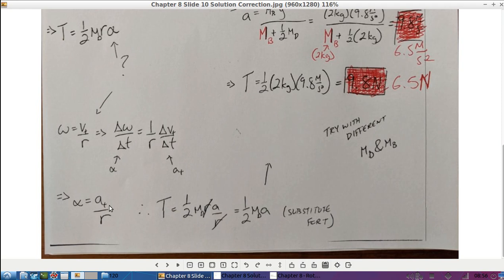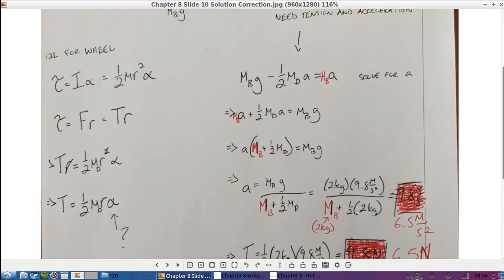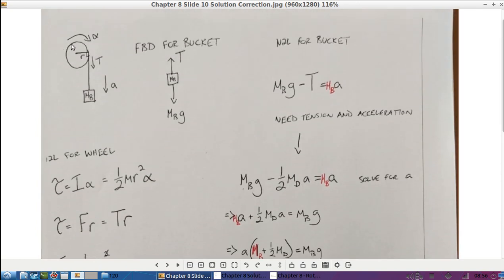This will be the case for any object that's rotating. The tangential acceleration of any point on the edge of that object is going to be equal to the linear or translational acceleration of some object that's moving and is connected. So this bucket has an A, the wheel has an alpha, but this alpha is this A divided by R. That's a very helpful relationship to be used later.